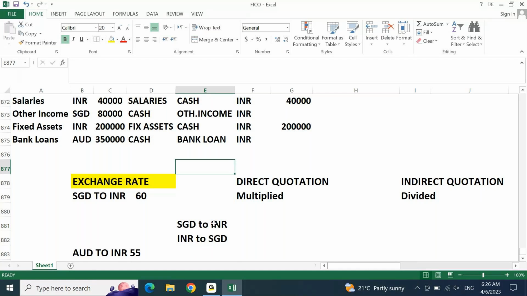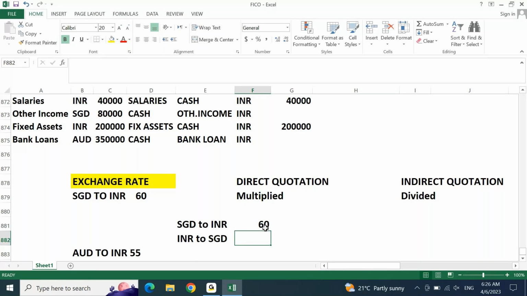Now, what is the rate we talked about? 60. Now, is this 60 from SGD to INR or INR to SGD? SGD to INR. So in SGD to INR, you have to put this as direct quotation 60. Which means whenever you are trying to convert from Singapore dollar to INR, the system will take your Singapore dollar and multiply that with 60, whatever is updated in direct quotation.